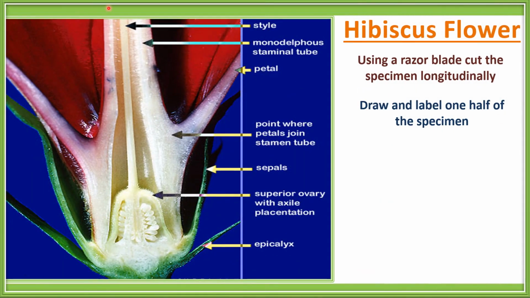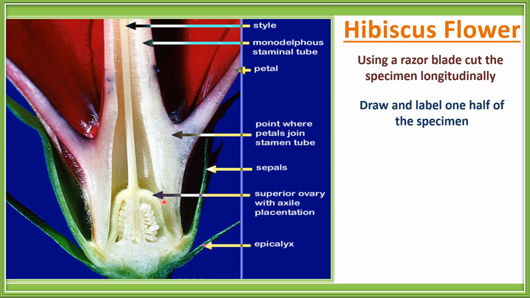So when we cut through, this is what we are going to see at the lower end of our flower, half of it. So from the bottom we shall see the epicalyx, and then from the epicalyx we shall have the sepals. Then from the sepal we shall see the ovary that has been cut through. It has got an ovary with axile placentation. The placentation is in the middle, and the ovules are attached to the middle, which is axile. And then we can see the style moving upwards.